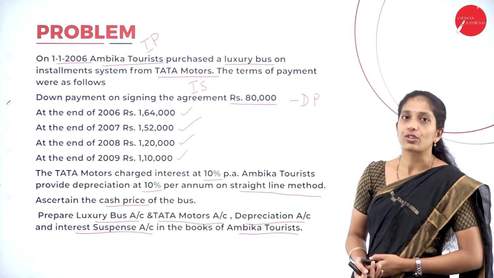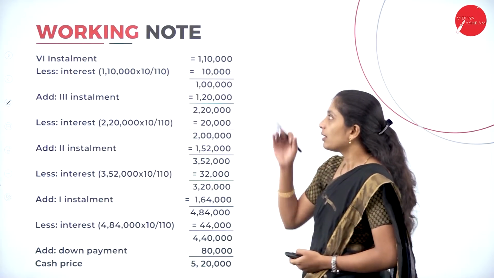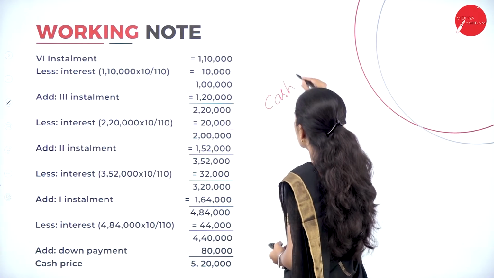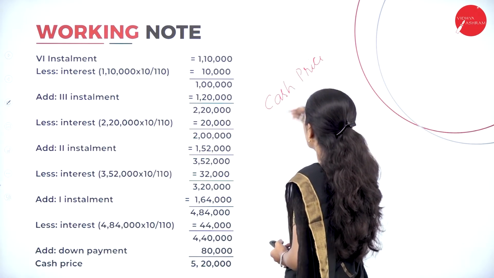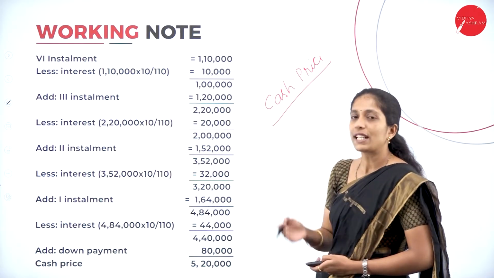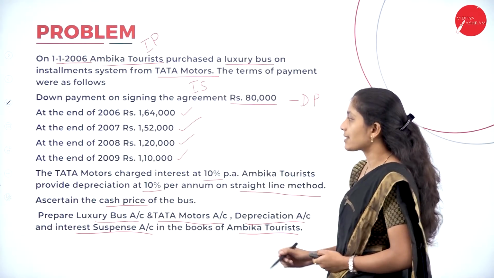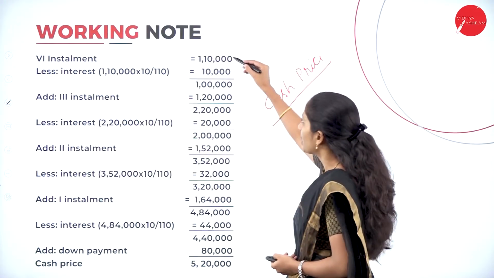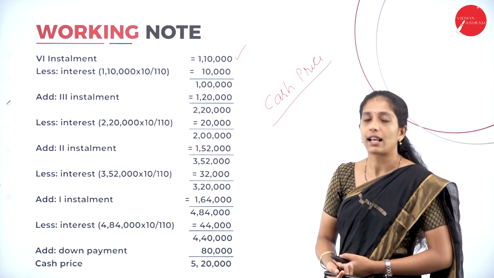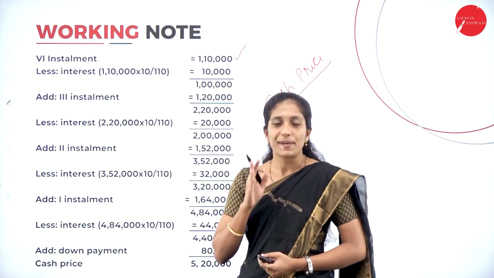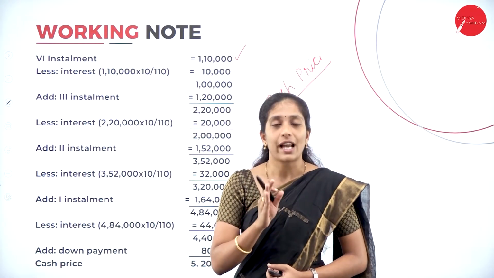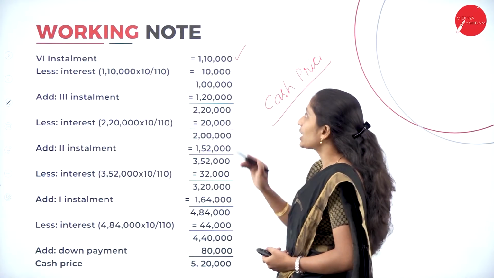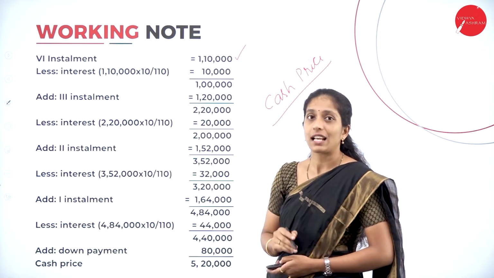Let us see how we are going to calculate the cash price. This is a working note where we are going to calculate the cash price of the asset. Now, take the last installment, that is the fourth installment, 2009. How much have they given? 1,10,000. Write that fourth installment, 1,10,000. My dear students, please remember, when they are not giving the cash price of the asset, we have to start from the fourth installment. So, the fourth installment is 1,10,000, less interest.